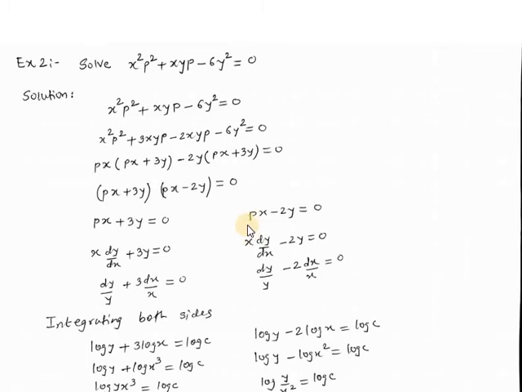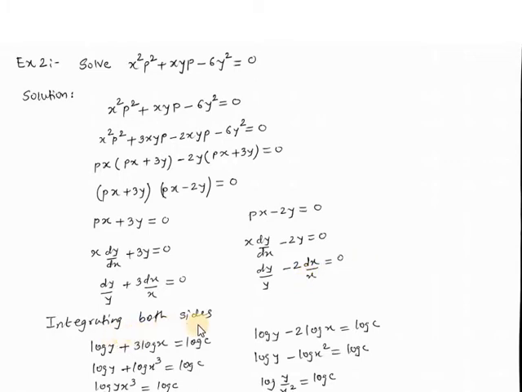Now same way here, what is p? It is dy by dx. So here it will be x into dy by dx minus 2y is equal to 0. Now if we simplify it, then it will be x dy minus 2y dx is equal to 0. Now dividing these terms by xy, we will get dy divided by y minus 2 dx divided by x is equal to 0.